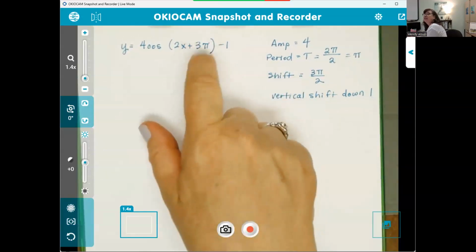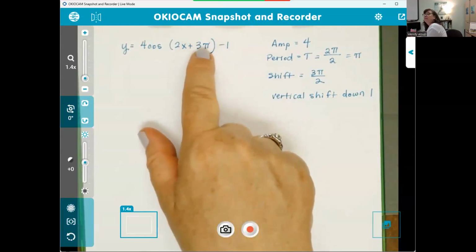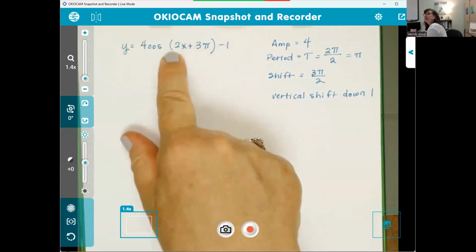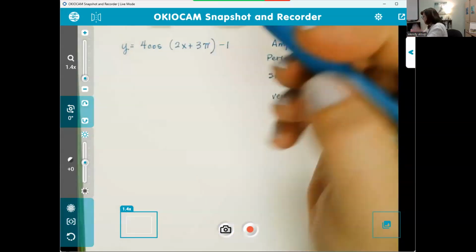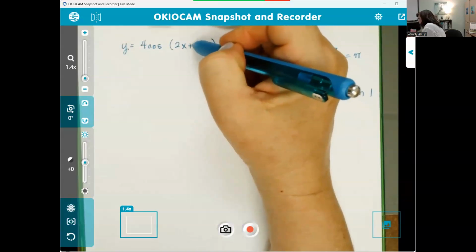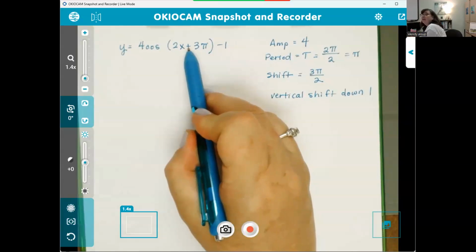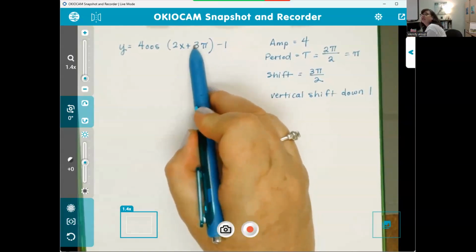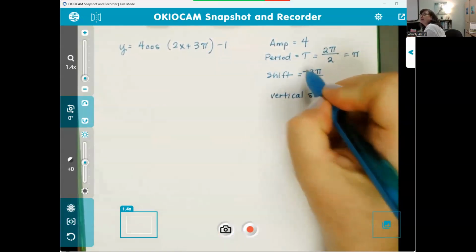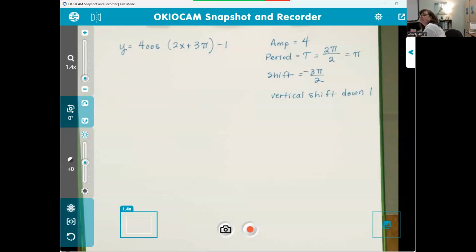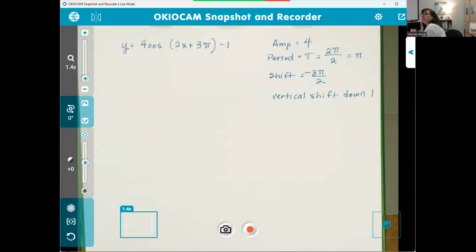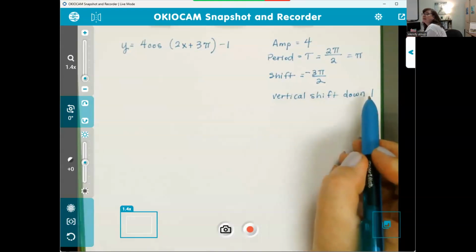And now my phase shift is going to be the phi divided by the omega. However, you might notice that instead of a negative, I have a positive. So now this is not going to shift right. This is going to shift in the opposite direction than we think it would. It's going to shift left.